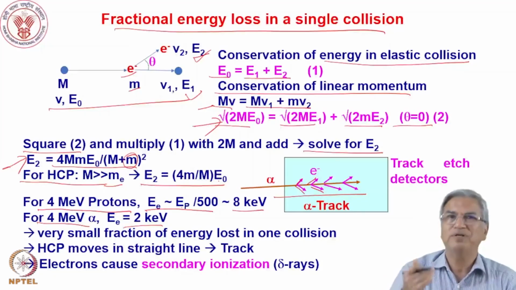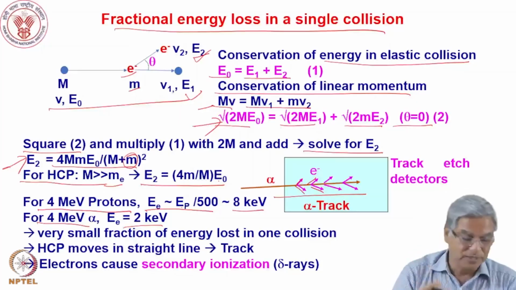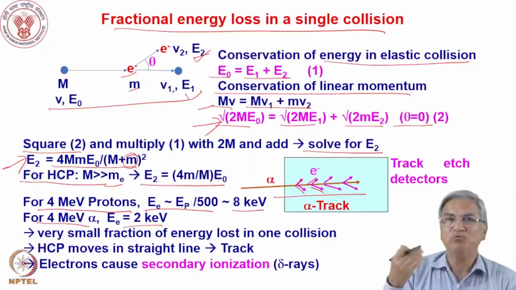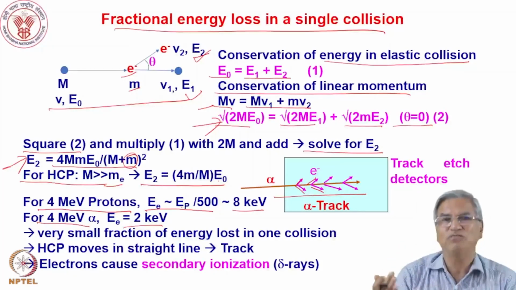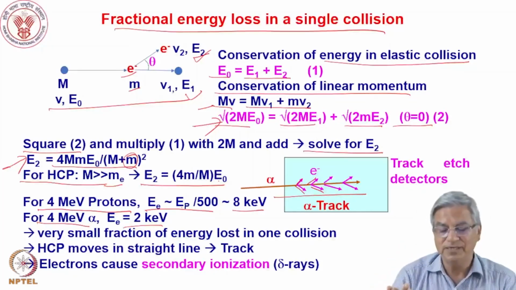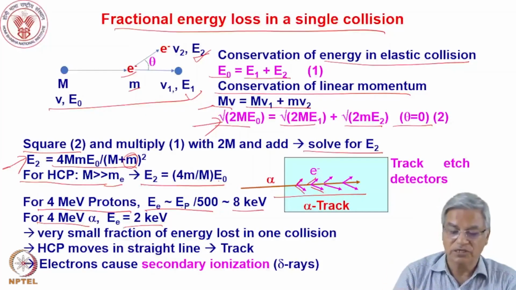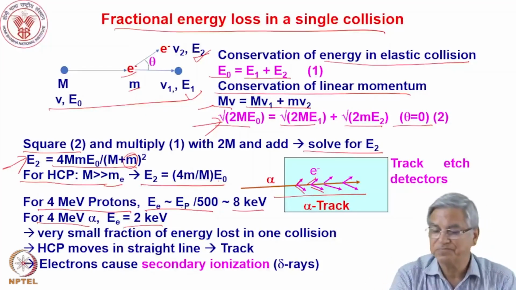So the important point is that these heavy charged particles move in a straight line, which we call the track. And the electrons that are emitted during the passage of the heavy charged particle through the material can further cause ionization, which we call secondary ionization or delta rays.